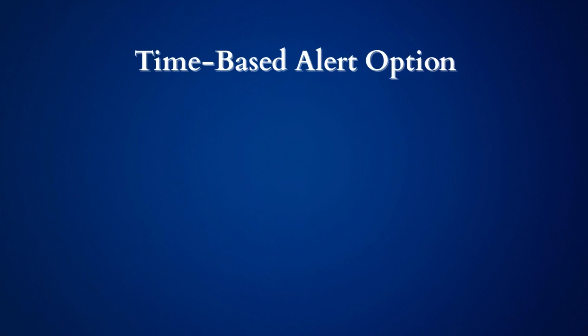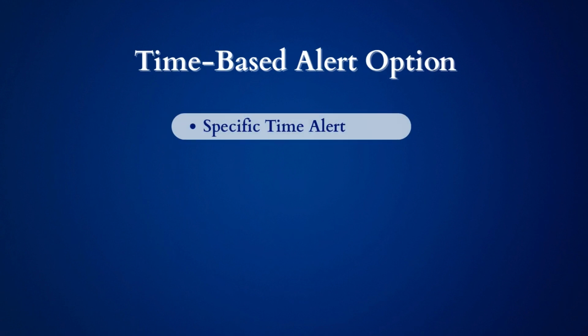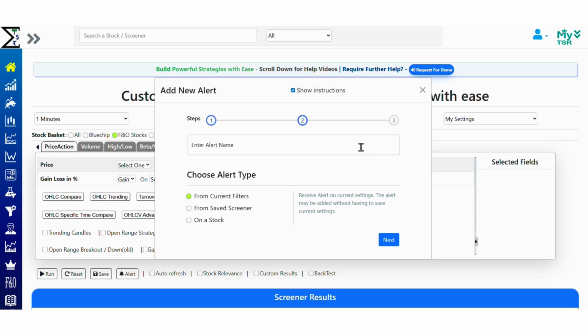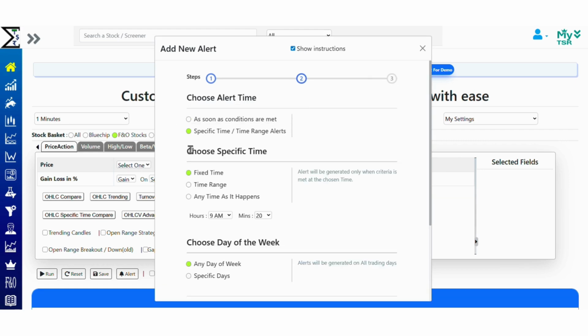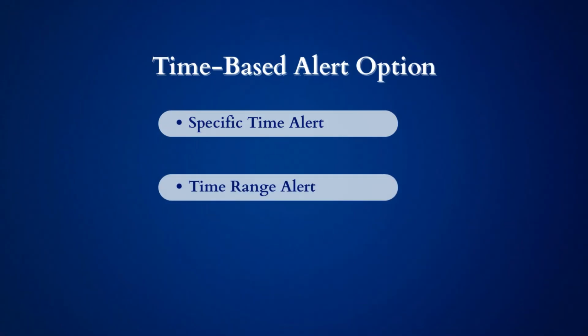The time-based alert options are available in strategy alerts, like Specific Time Alert. In the Alert pop-up window, enter your alert name and click Next. Under Choose Alert Time, you will see two options. If you want to trigger the alert at an exact time, then select the fixed time and set your alert for a fixed time.